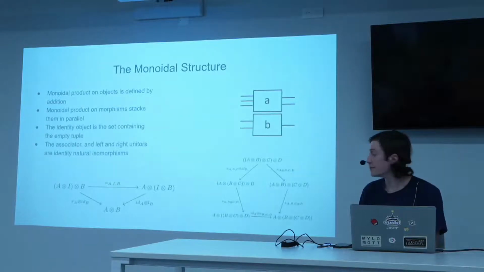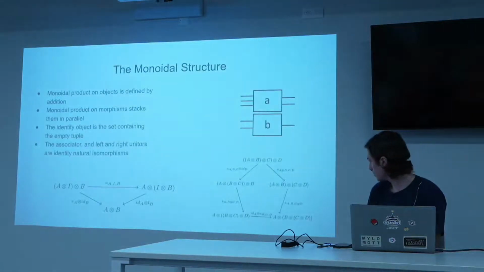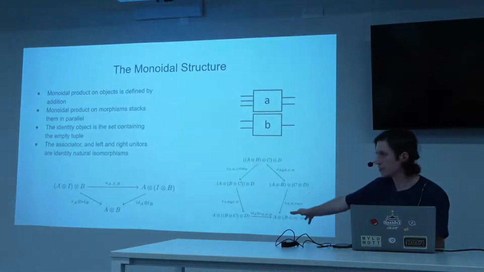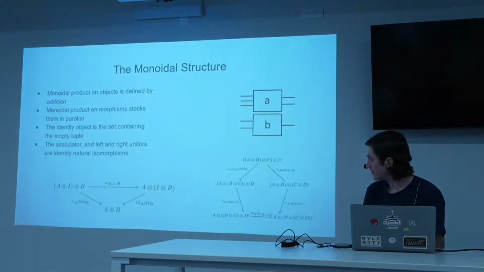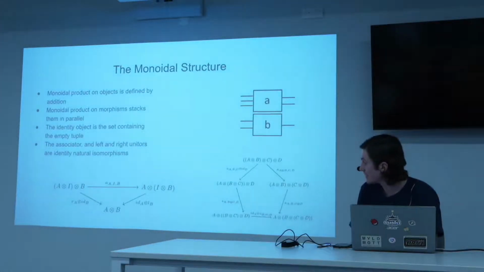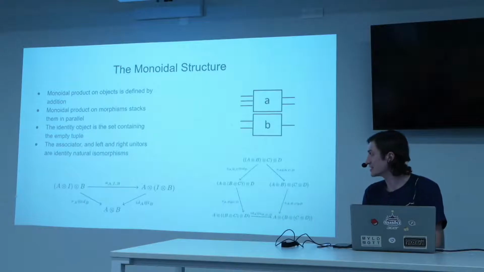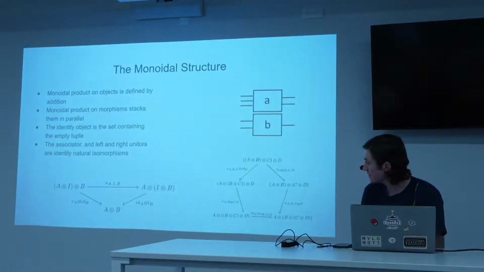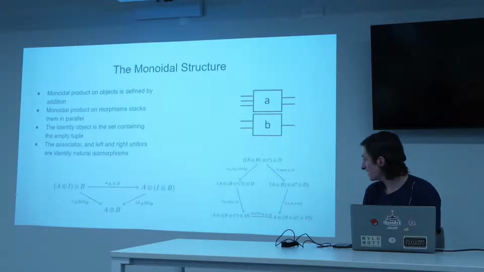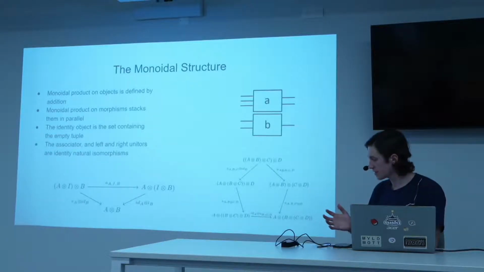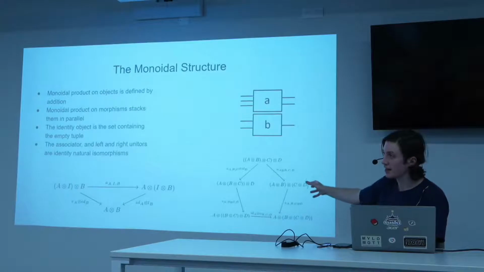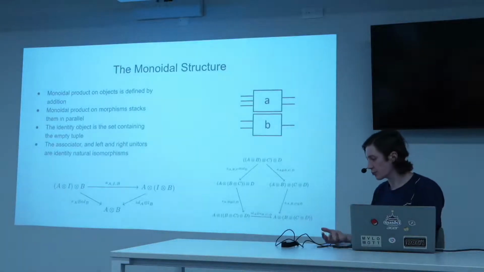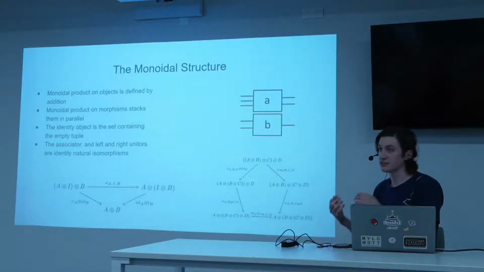Apologies, you might not be able to see this diagram over here quite so easily, but the associator and the left and right unitors can be defined as identity natural isomorphisms, and all that adds up to mean is that when you're taking the monoidal product of objects, it doesn't actually matter how you order the brackets, because the monoidal product is defined by addition, which itself is associative.